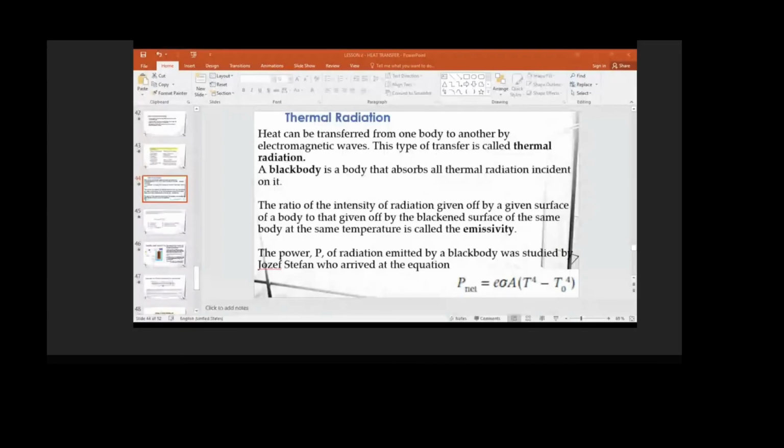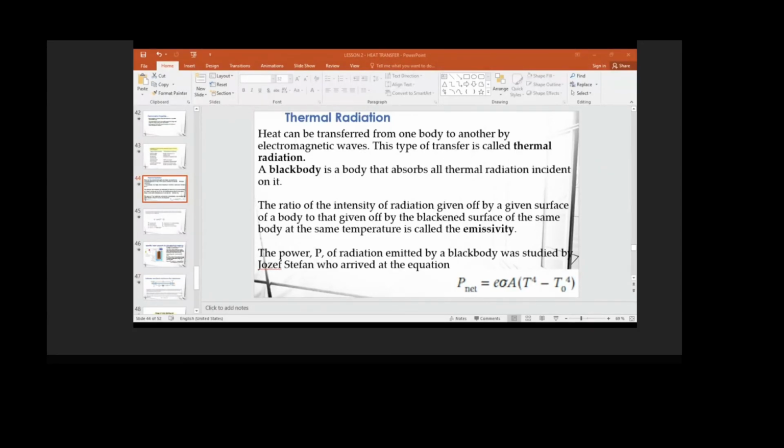It's called thermal radiation. Thermal heat, so basically heat radiation. So heat can be transferred from one body to another by electromagnetic waves, right? So that's the only way heat is transferred from one object to another by means of electromagnetic waves. This is a type of transfer which is called thermal radiation. So remember, you have three types in which heat is transferred: radiation, convection, and conduction. So we're looking just at the radiation one.